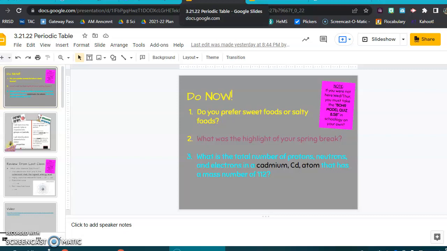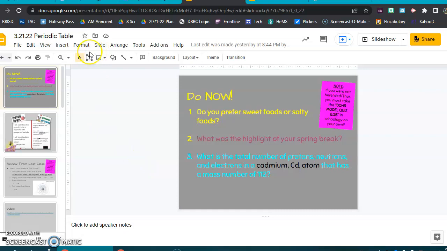So we have a couple of do now questions, and the first one's going to start with, do you prefer sweet or salty? What's the highlight of your spring break? And what was the total number of protons, neutrons, and electrons in cadmium that has a mass number of 112?